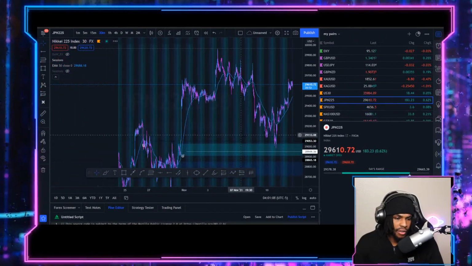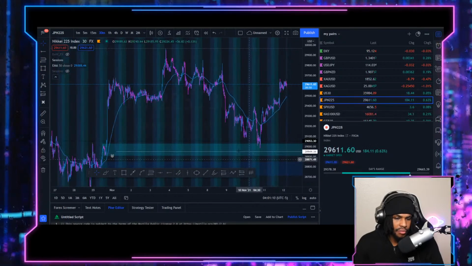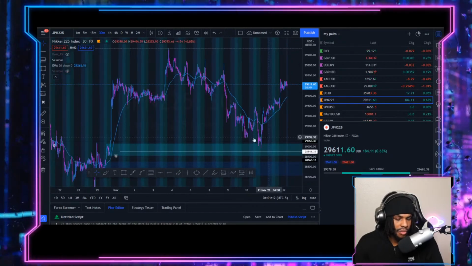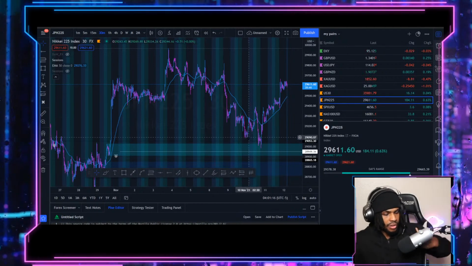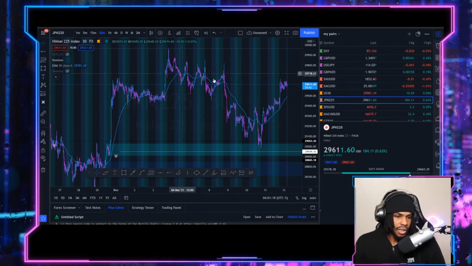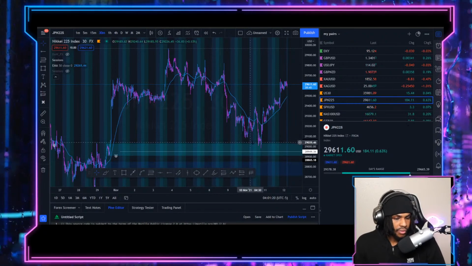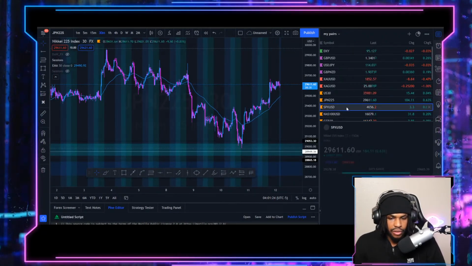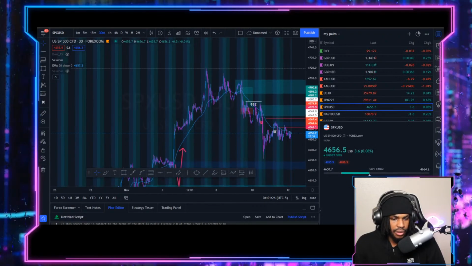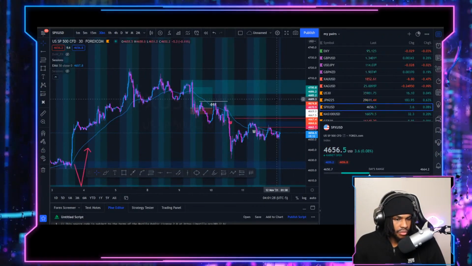JPN 225. I missed this trade. I think this happened right when I got off of work or a little bit after. So I missed this one. I was waiting for price to get down here for the last couple days, and I finally got there. Gave a beautiful entry off of that. Took off SPX. See what happened.